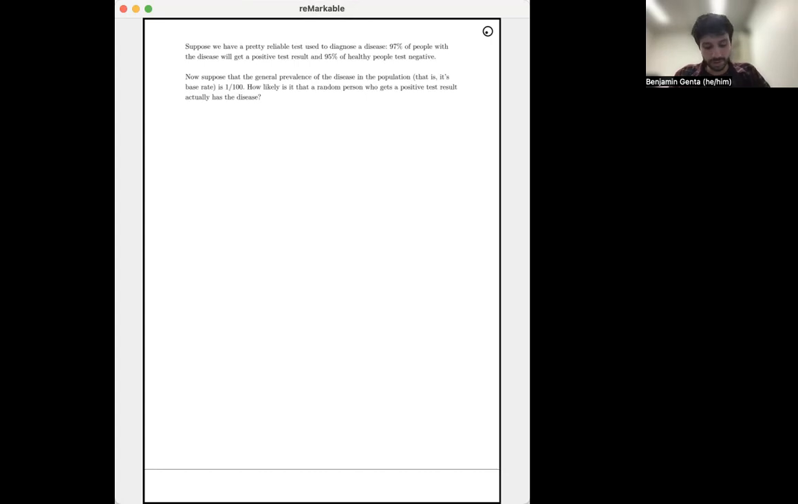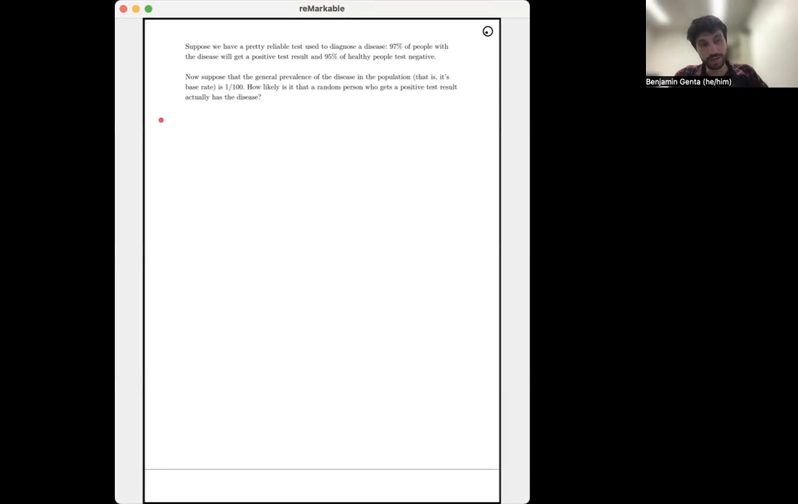Okay, so let's start. Suppose we have a pretty reliable test used to diagnose a disease. 97% of people with the disease will get the positive test result, and 95% of healthy people will test negative. And suppose that the prevalence of the disease in the population, which we also call the base rate, is 1 over 100. So how likely is it that a random person who gets a positive test result actually has the disease? So let's look.